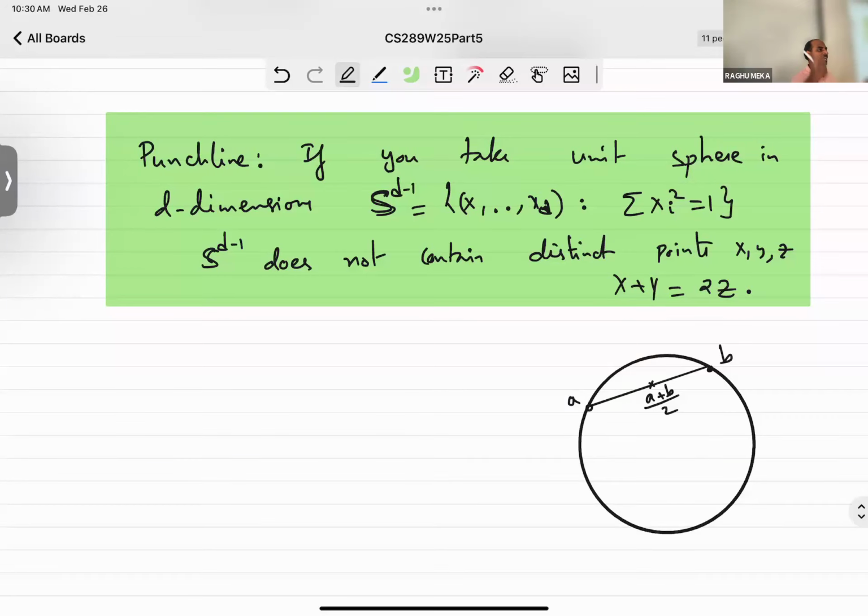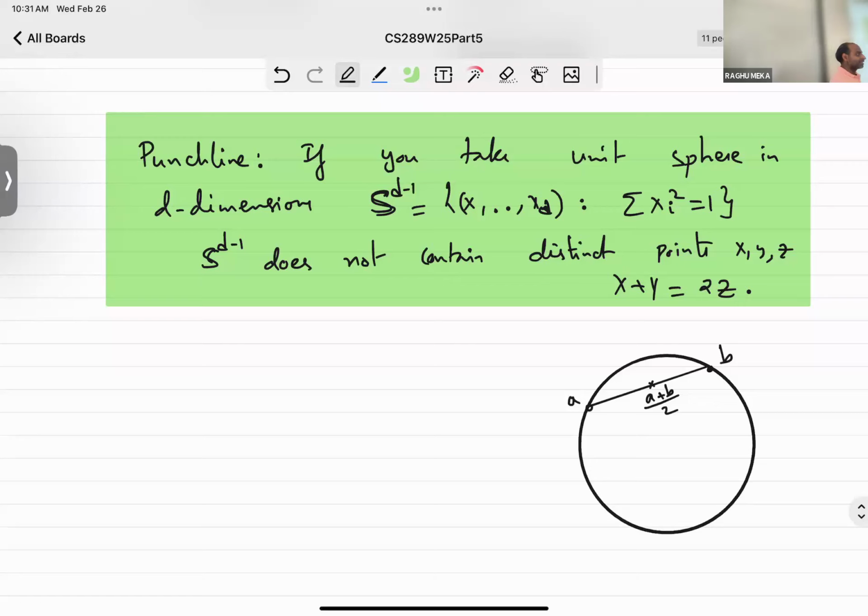The reasoning is the same. I take 2 points on the sphere. Their midpoint is going to be in the interior of the sphere. It cannot be on the sphere. So in some sense, we already found a big set which contains no triplets which satisfy the equation x plus y equals 2z. And what Behrend did after this is basically map this set to the integers by some map.